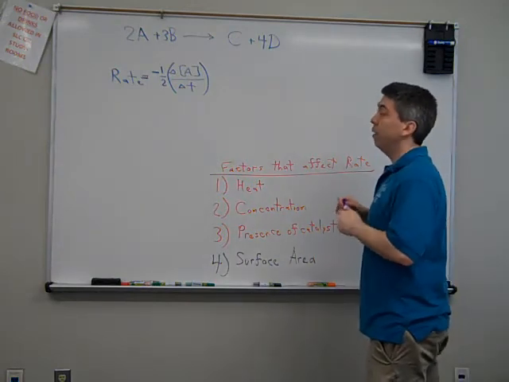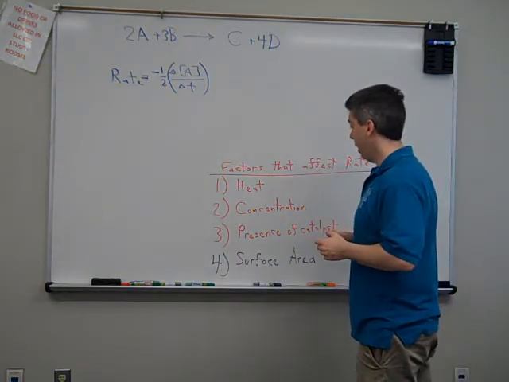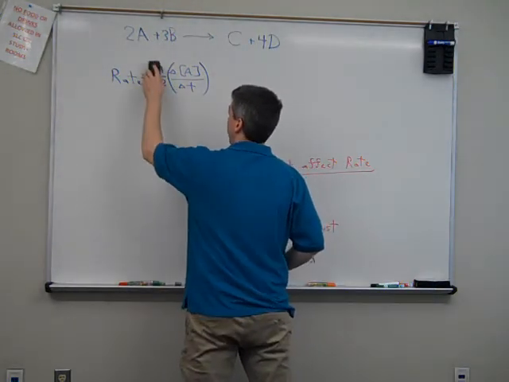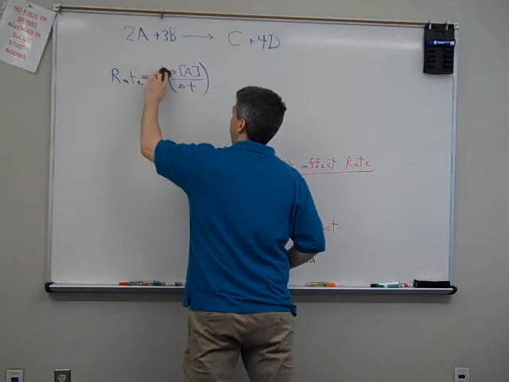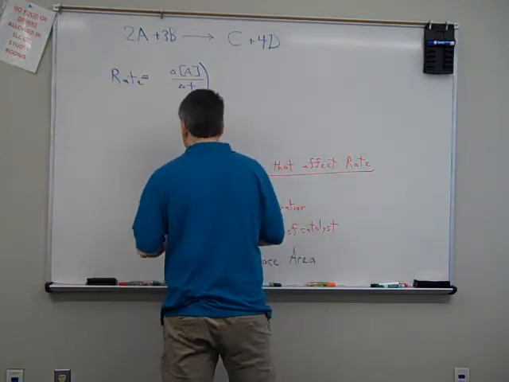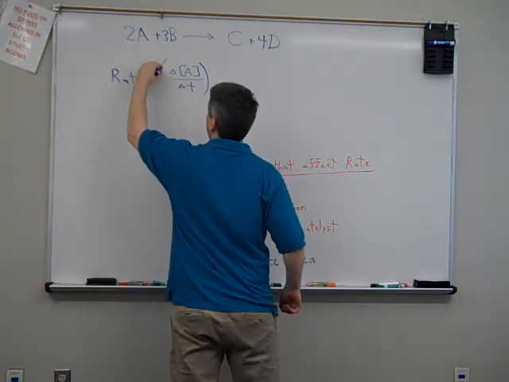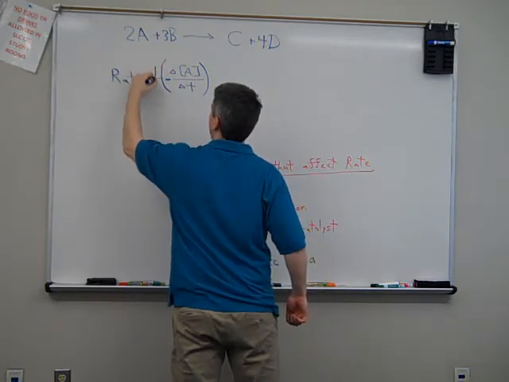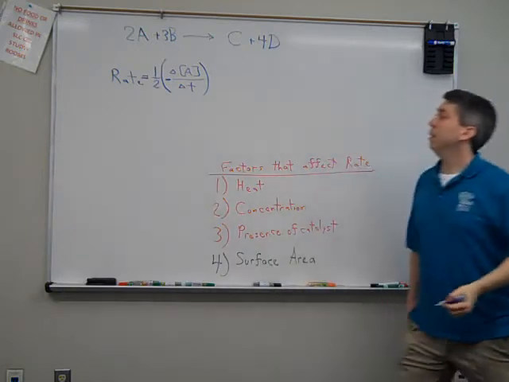So that is the rate of reaction with respect to A. Now I'm going to do one weird little thing here. I'm going to pull this parenthesis over, put the negative inside the parentheses, and then put the 1/2 out here. Why am I going to do that?